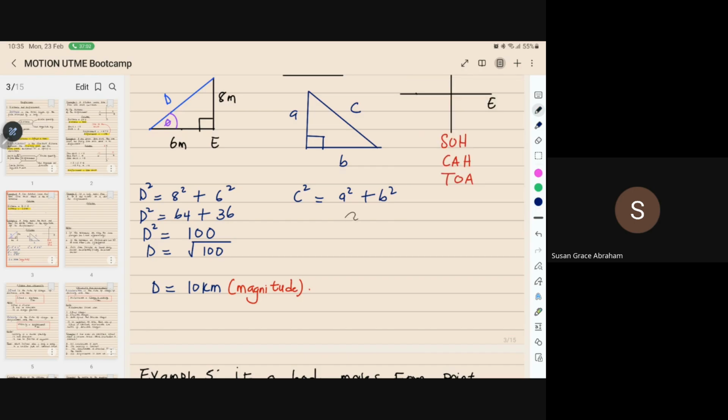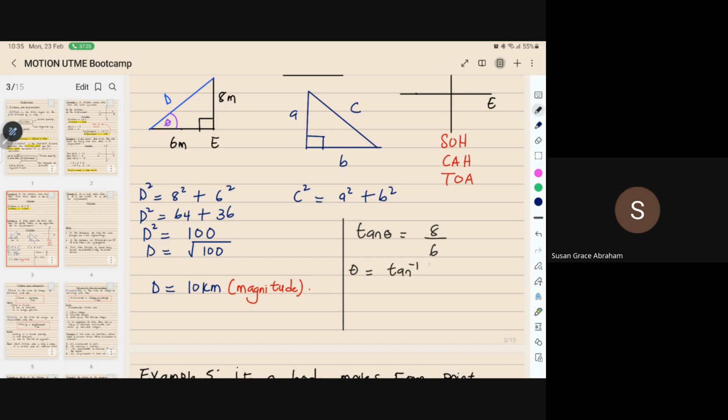Now for the direction, my people, what we're going to do is use the tan inverse. If you know you are lost, please, someone should find you. So we have that tan theta, which is direction, will be equal to the opposite over the adjacent, which is your tan. So 8 over 6. So that your theta will now be equal to tan inverse.